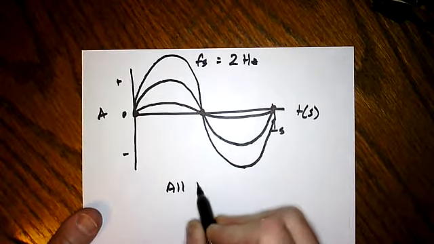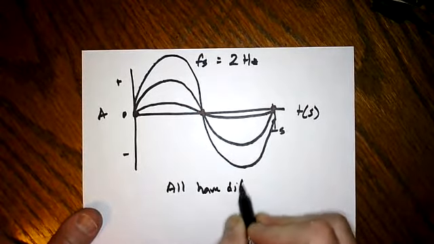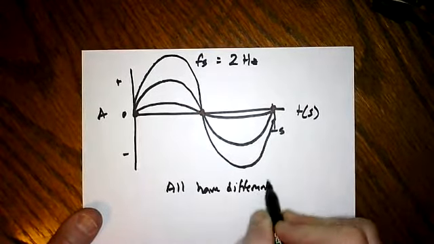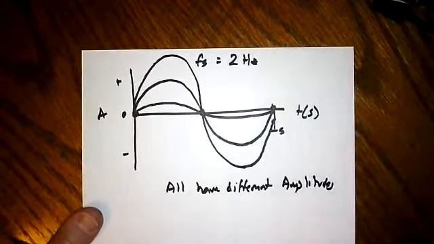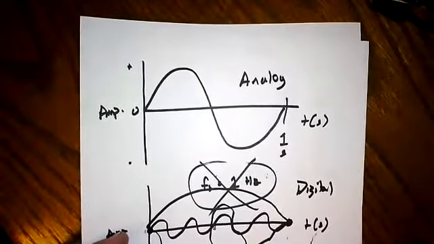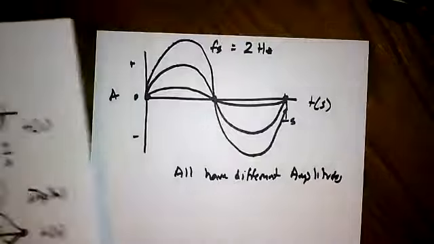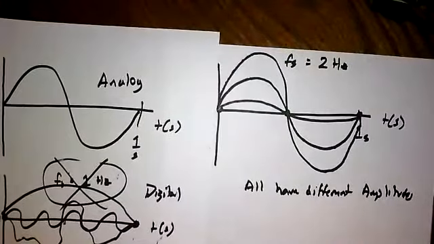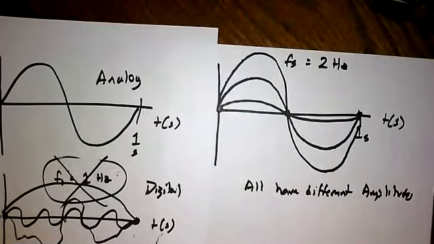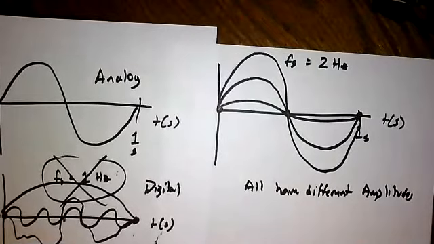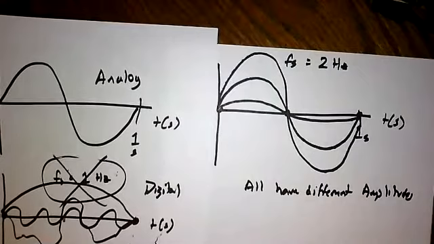All have different amplitudes, the height of the sine wave. So, I still can't get that 1. This is our continuous time function. I'm still guessing as to what the data might look like, other than it's a sine wave. All right, but if that's all I know, I still can't reproduce the sine wave.